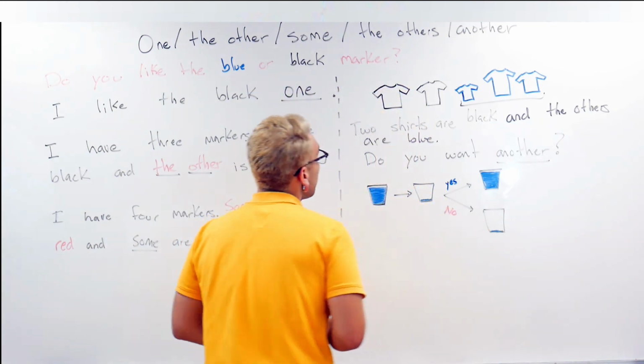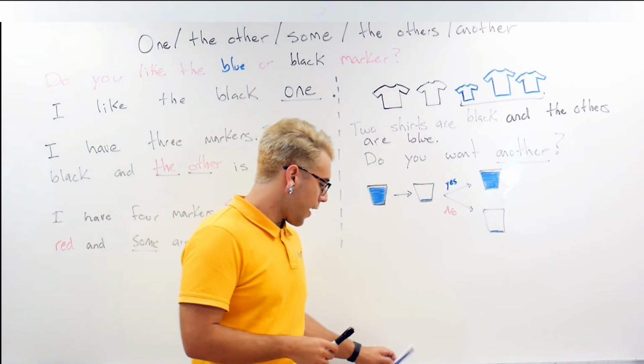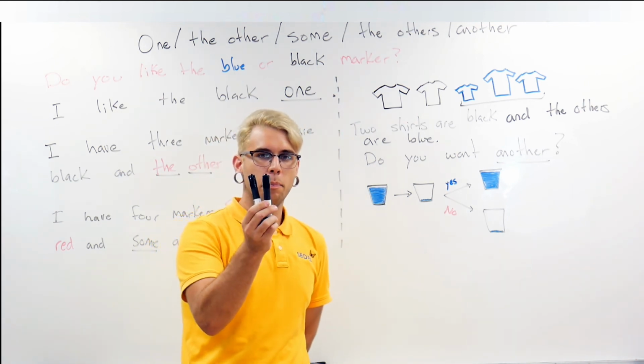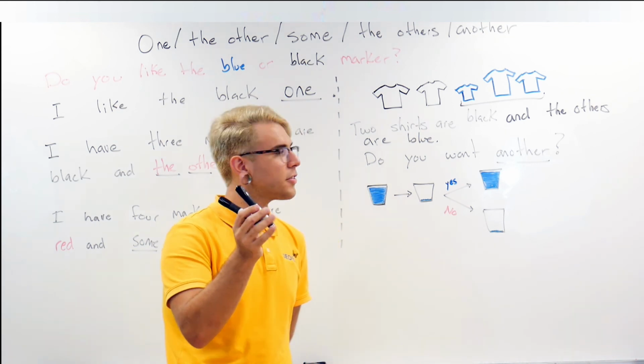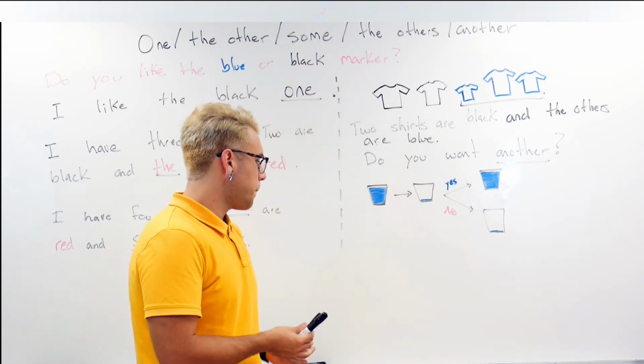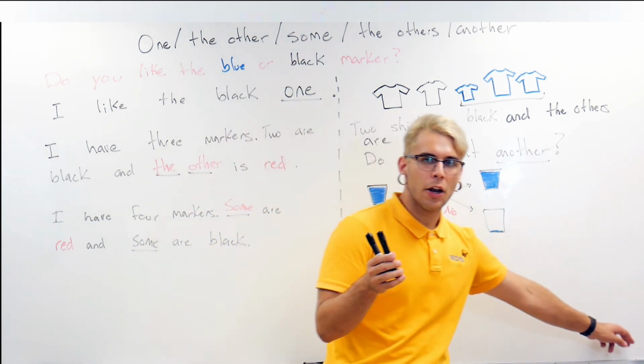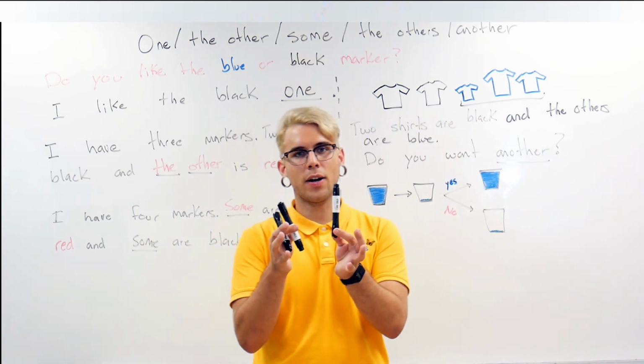Then we have 2 more. The others. When you have a group of items, you've talked about one, and you have plural left, so that's the others. And then another. So I have 2 black markers. I'm going to grab another one. It's one more. I'm going to grab one more black marker.